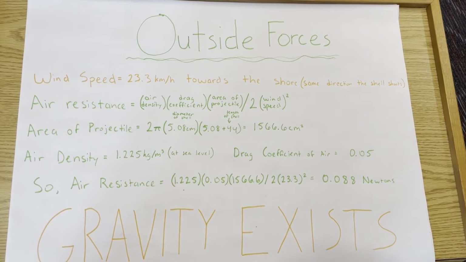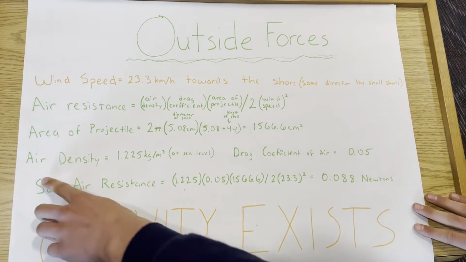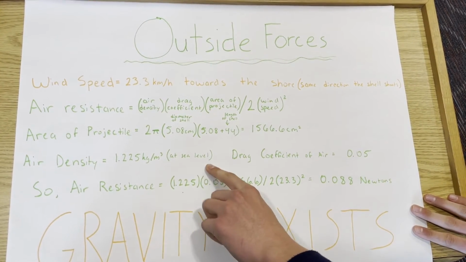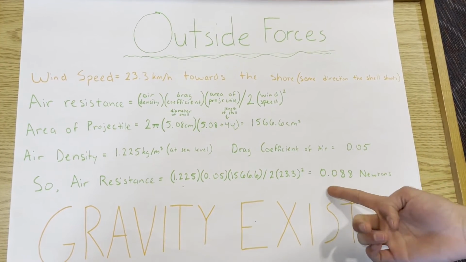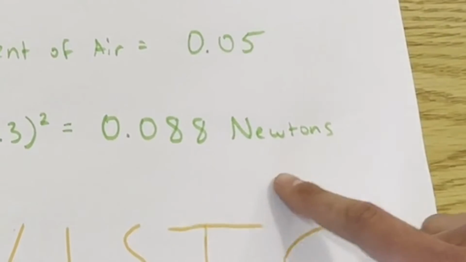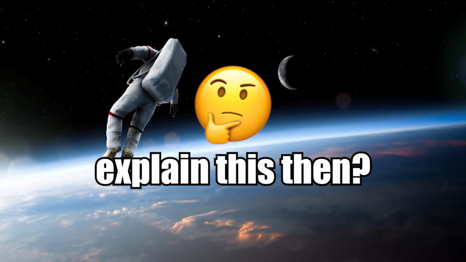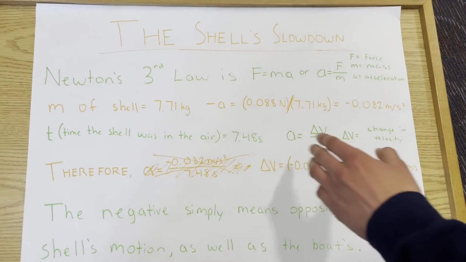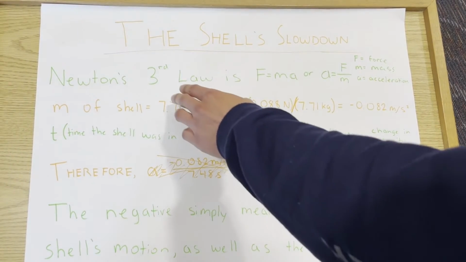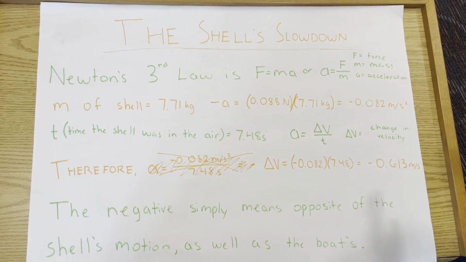The air density we figured out was 1.225 kilograms per meter cubed at sea level, and the drag coefficient of air is 0.05. Multiplying all those up, we figured out the air resistance should be 0.088 newtons. And we also have to realize that gravity exists, which is the whole reason why the shell actually comes back to the water. So the air resistance only matters because it will drag on the shell and shorten the trajectory so that it's more likely to hit the ship.